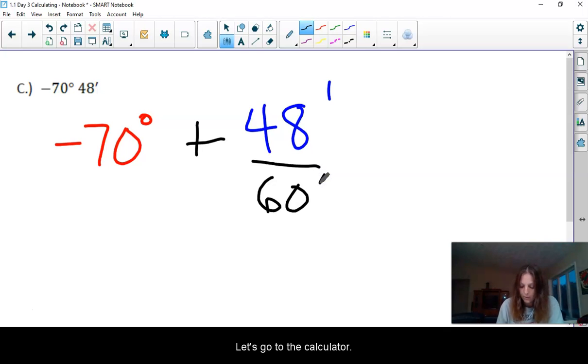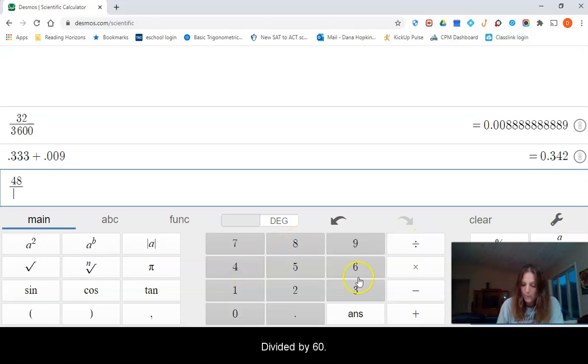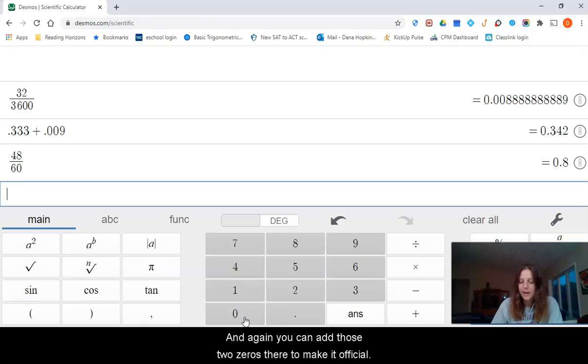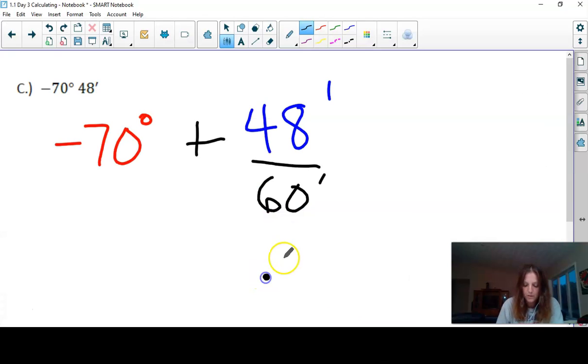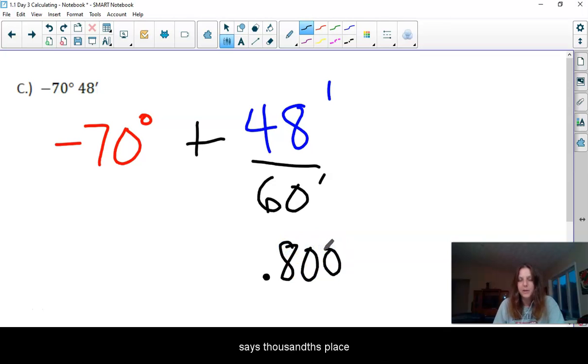Okay, let's go to the calculator. So 48 divided by 60. And I get 0.8. And again, you can add those zeros onto there to make it officially 0.800. And then I'm going to put the 2 zeros because it says thousandths place.